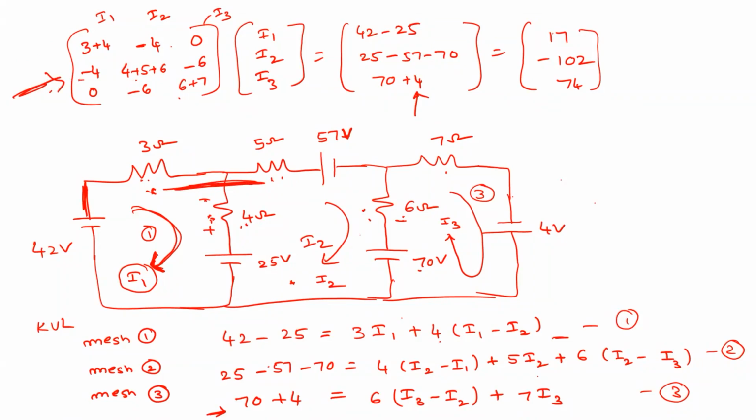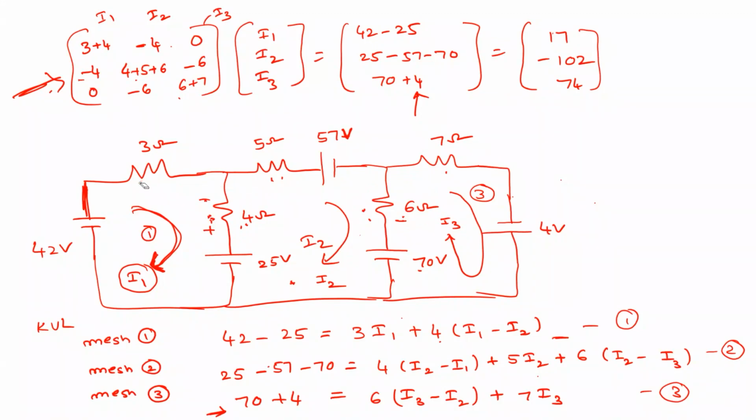And what is common between 2 and 3? The 6 ohm resistor. So minus 6. This is common, right? Is it clear? Could you repeat, sir?